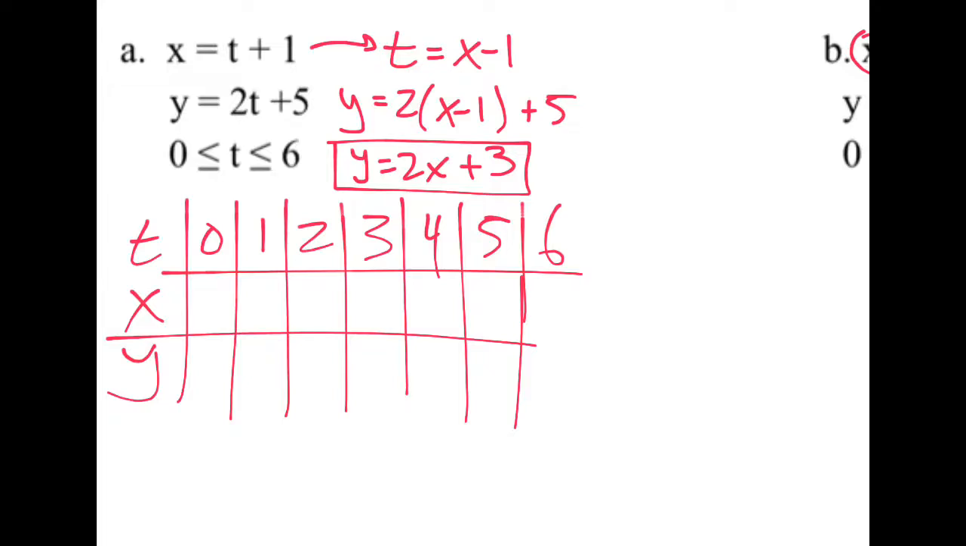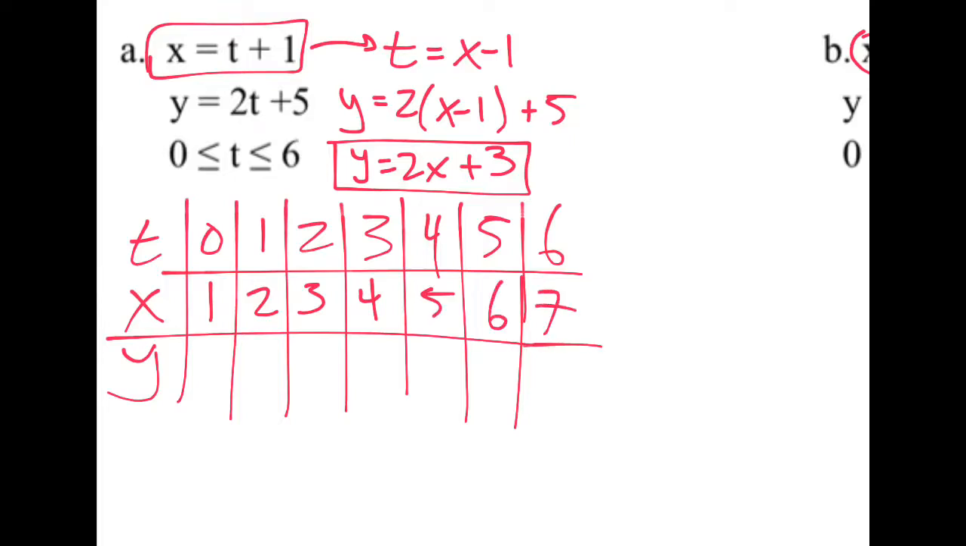So first off, when t equals 0, what is our first x value? Well, we have our x equation right here. Let's do all our x's and then all our y's. So if t is 0, then x equals t plus 1 gives us 0 plus 1 is 1. If t is 1, we get 1 plus 1 is 2. If t is 2, we get 2 plus 1 is 3, etc., increasing by 1 each time, because for each t value, we know that x is 1 greater.